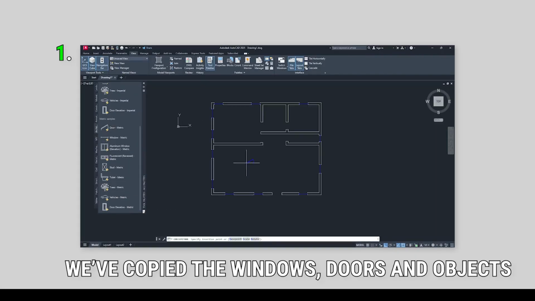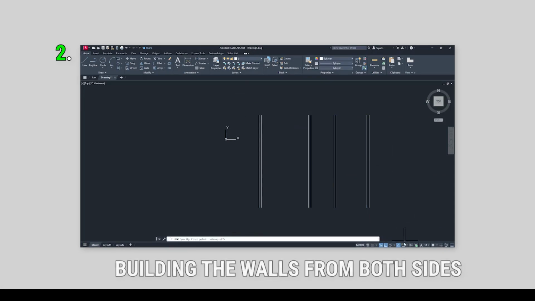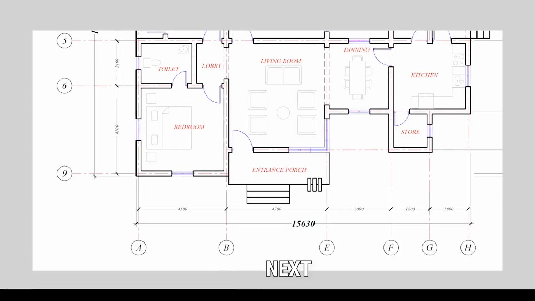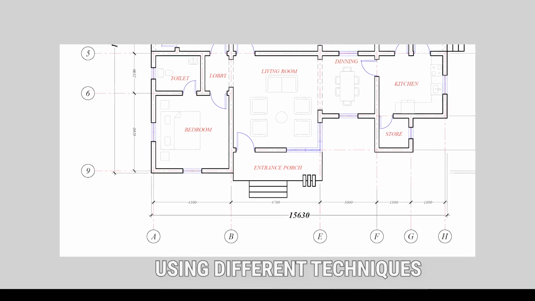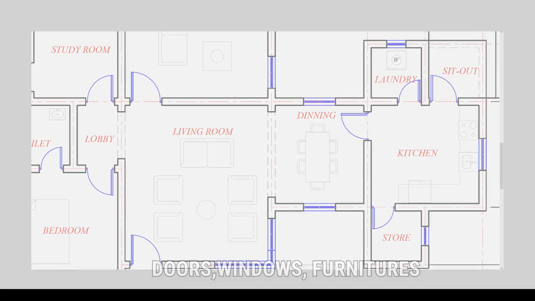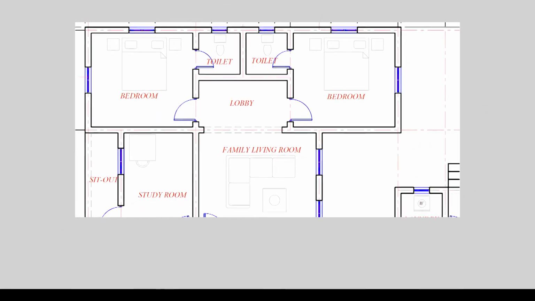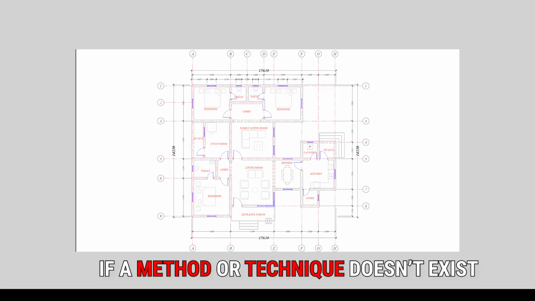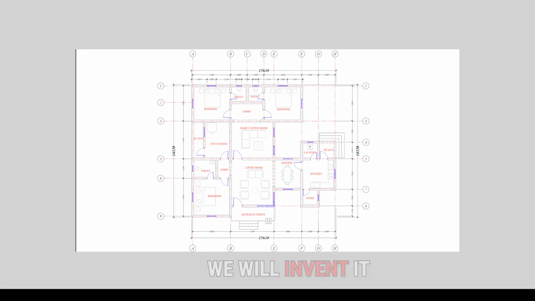But there are just two things I don't like. First, we copied the windows, doors and objects. Second, building the walls from both sides isn't always accurate, but this is just the beginning. Next, we will draw more floor plans using different techniques and explore creating custom doors, windows, furniture and a lot more. If a method or technique doesn't exist, we will invent it.